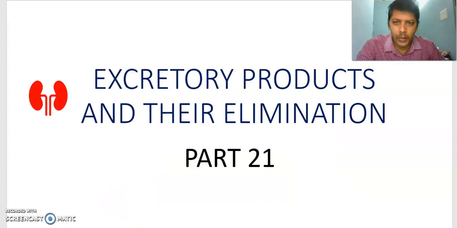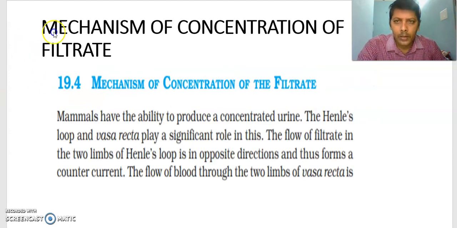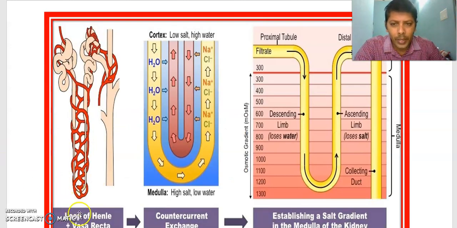This is part 21 of excretory products and their elimination. In the 19th and 20th parts, we learned the mechanism of concentration of filtrate, and this is the third part, about the counter current mechanism. Mammals have the ability to produce concentrated urine. Henle's loop and vasa recta play an important role in the formation of concentrated urine.